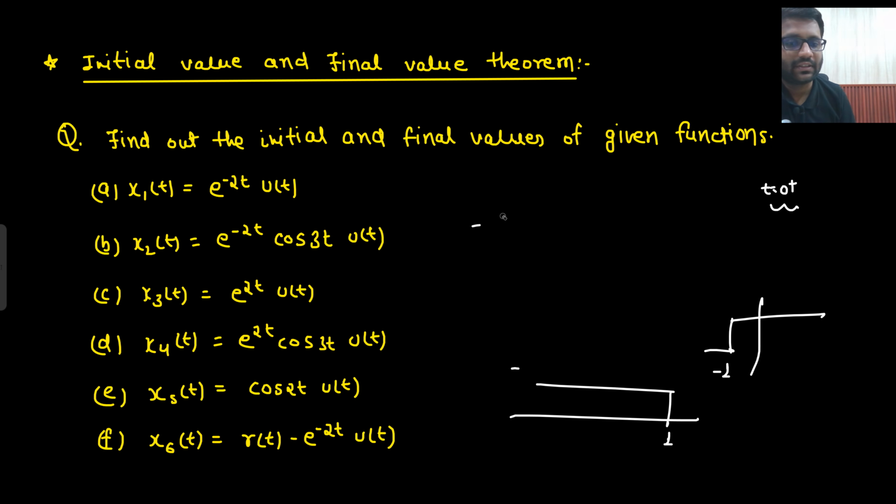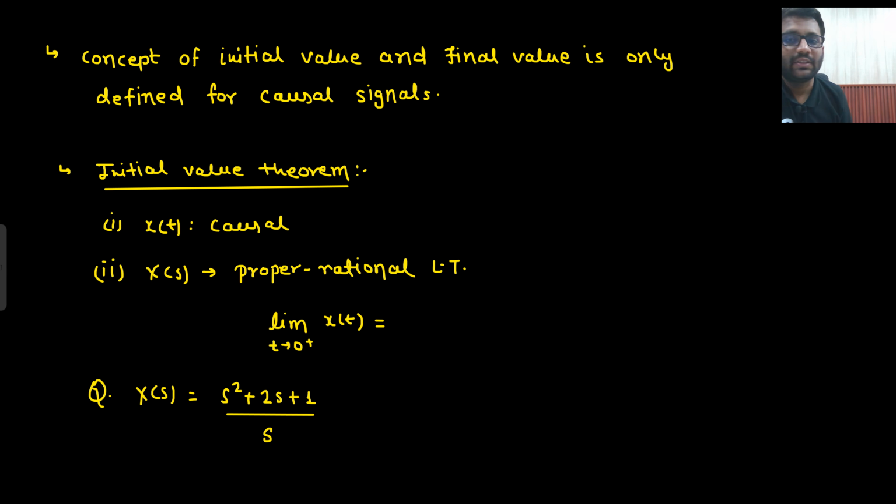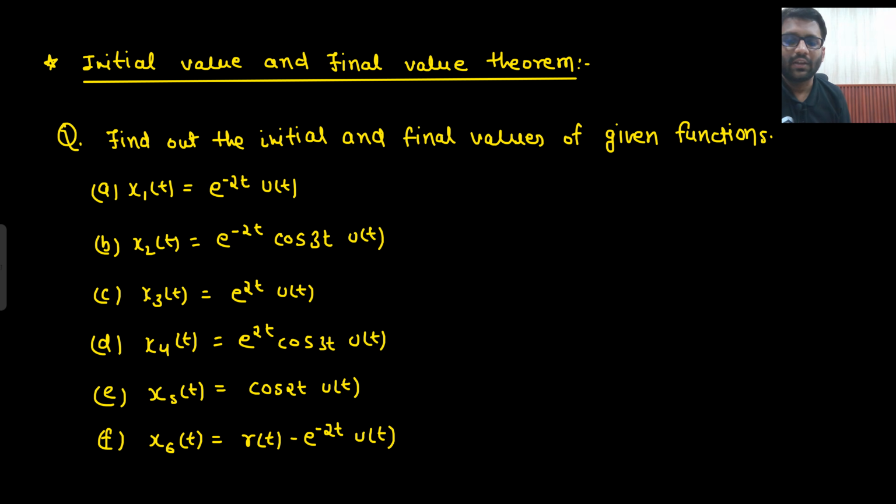So this is the first condition: the concept of initial value and final value is defined only for causal signals. Now what do you mean by initial value? That means you need to tell the value at t equals 0 plus. So what is the value at t equals 0 plus? That is 1. And what is the value at t equals infinity?